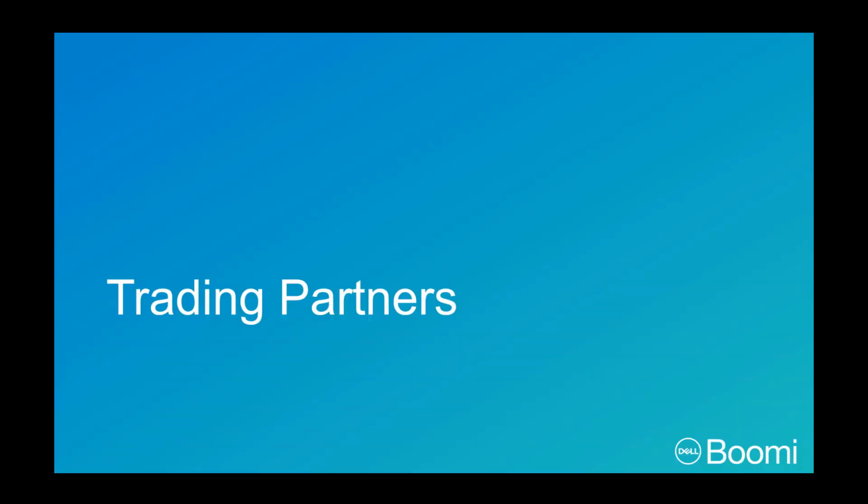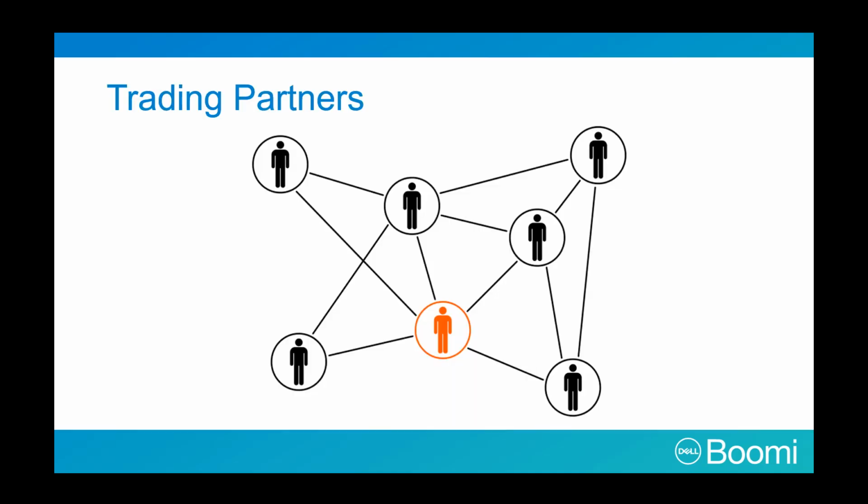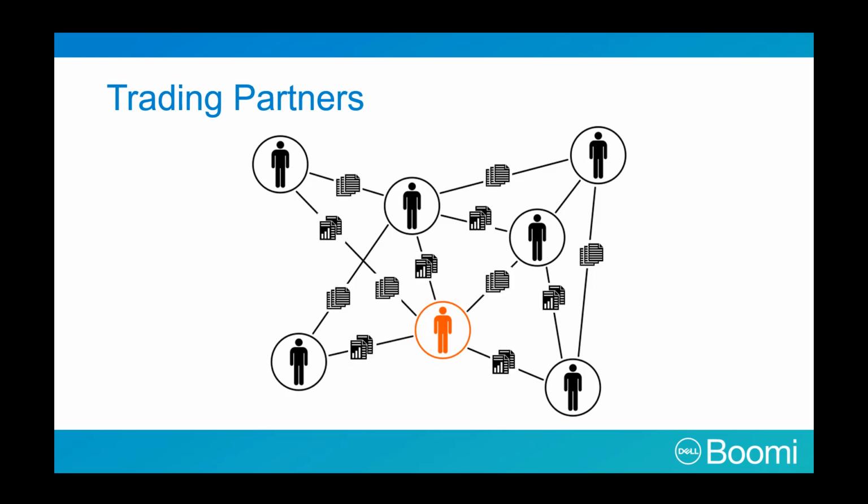Our final section deals with trading partners. Trading partners are any organizations exchanging EDI documents or data. Looking at this diagram, we are trading between multiple trading partners. For example, I am in orange and I am trading with my trading partner who is in black.